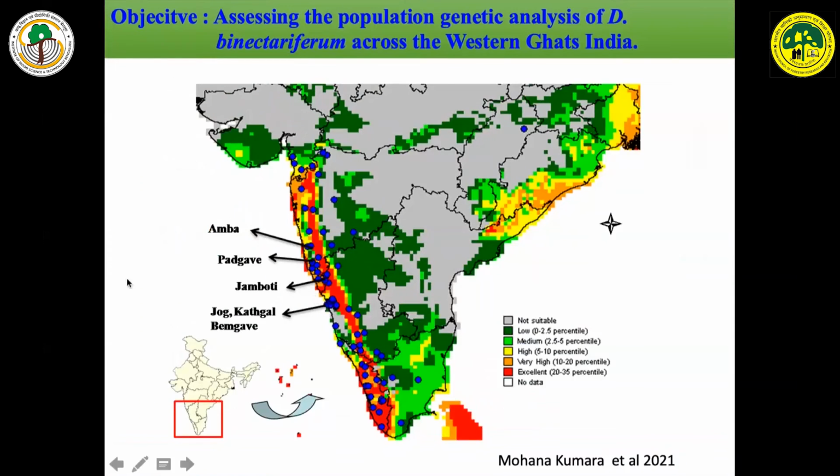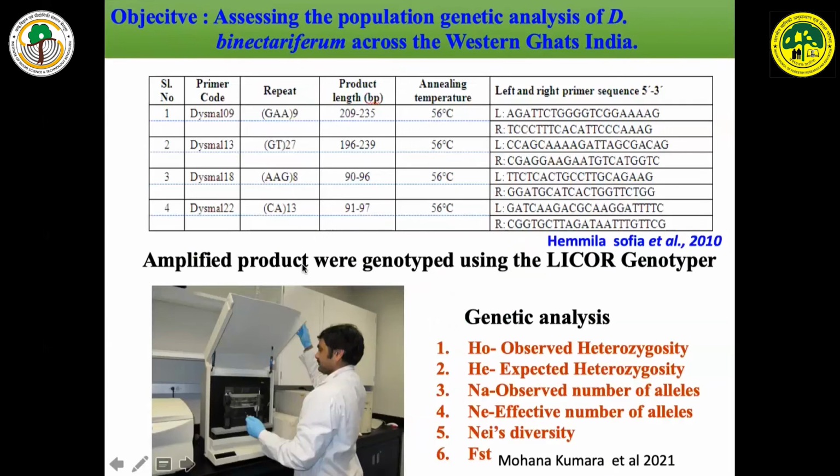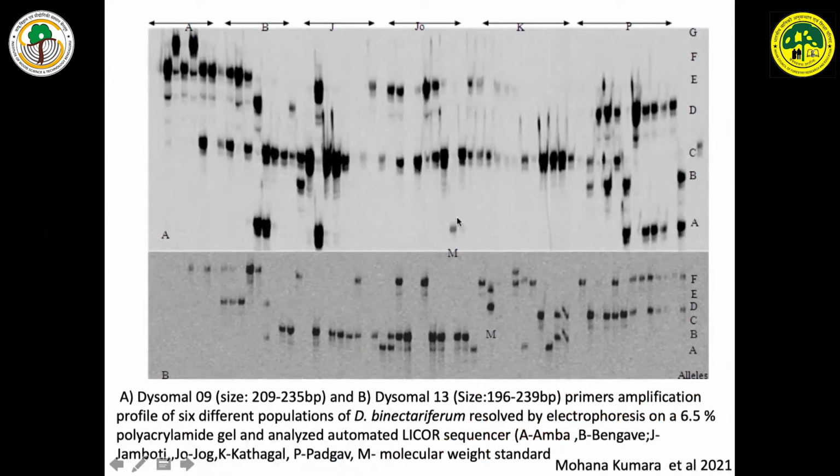For the same populations we identified, we did ecological niche modeling. Some of the populations come from highly suitable and some from excellent places, and others may have been lost because of interventions and modernization. We used some microsatellite markers with sequencing, and this is the band separation. You can see very specifically different bands which separate different individuals as well as populations.